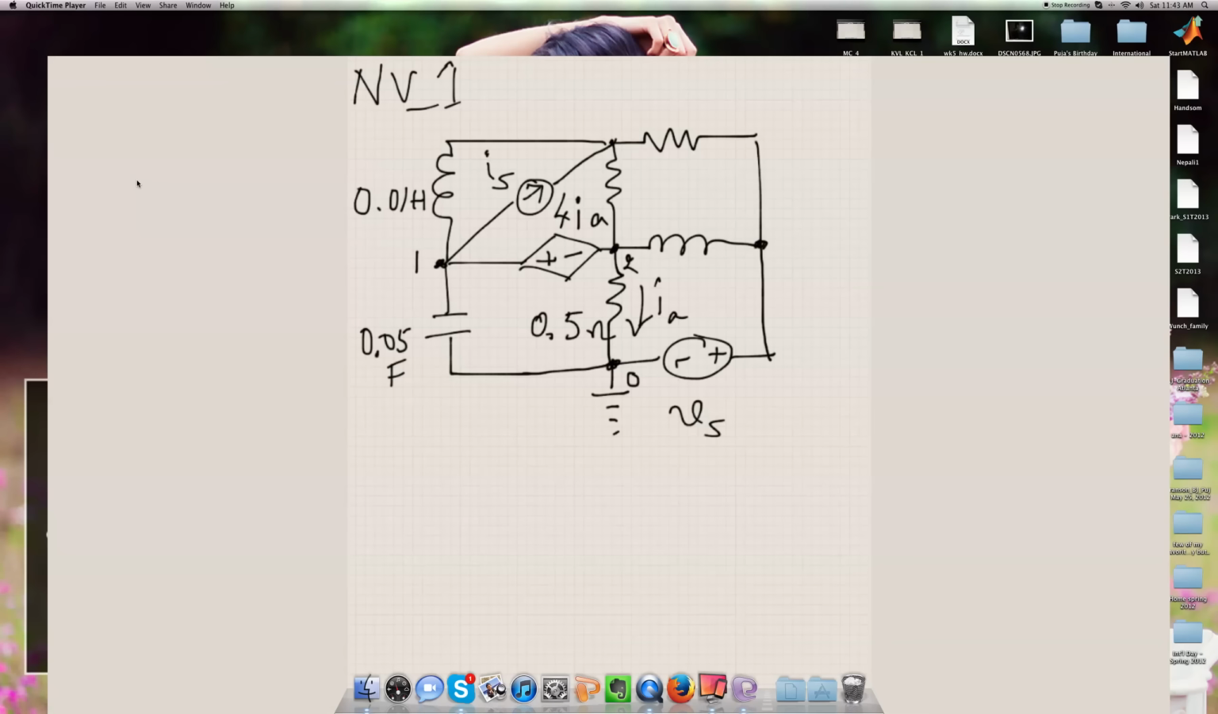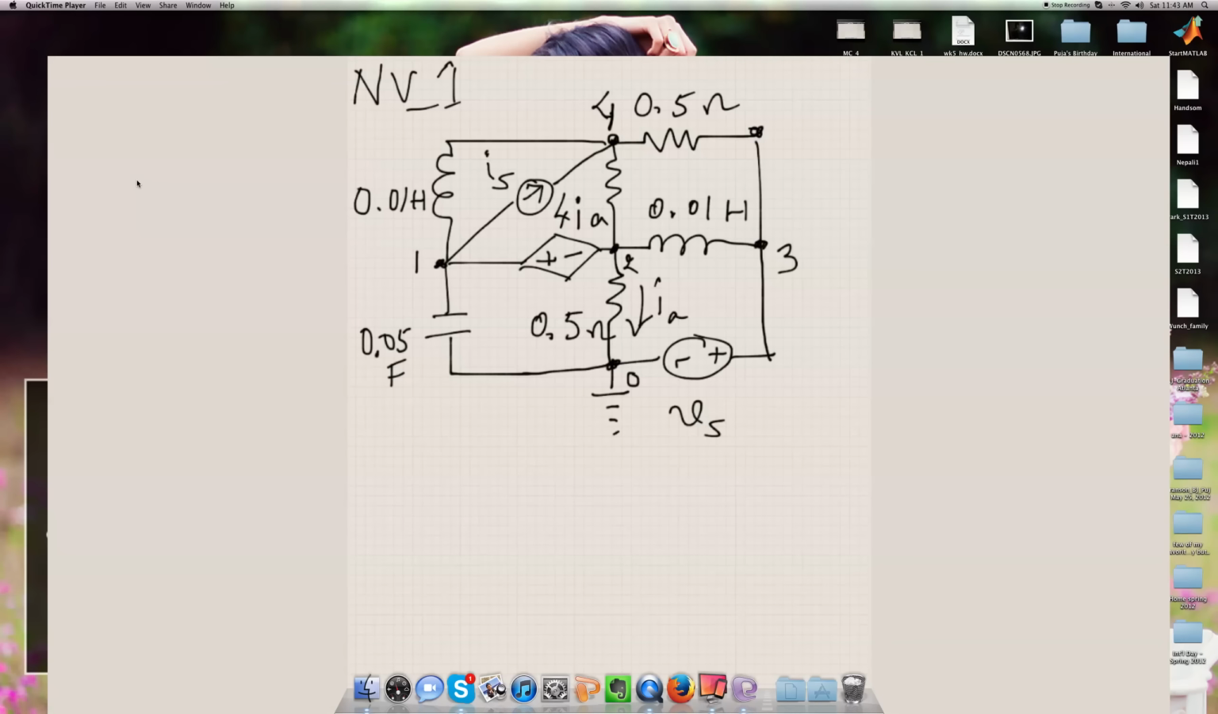Here is node number 3. In between we have 0.01 Henry, again an inductance. On the top we have 0.5 ohm, and this is the same node as number 3, and this one is node number 4.